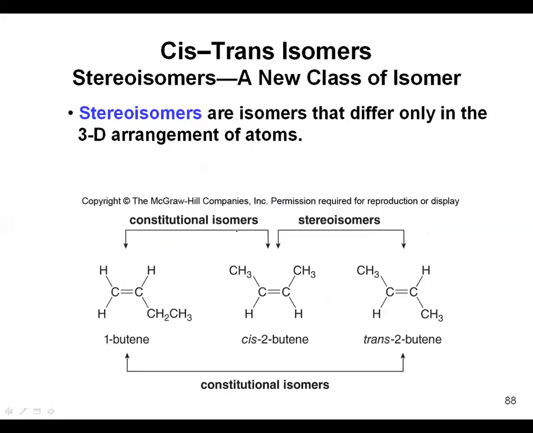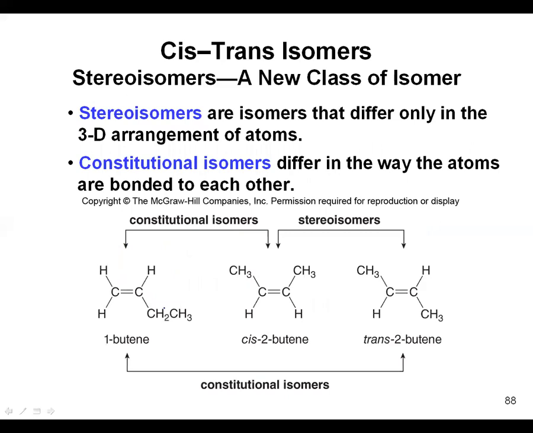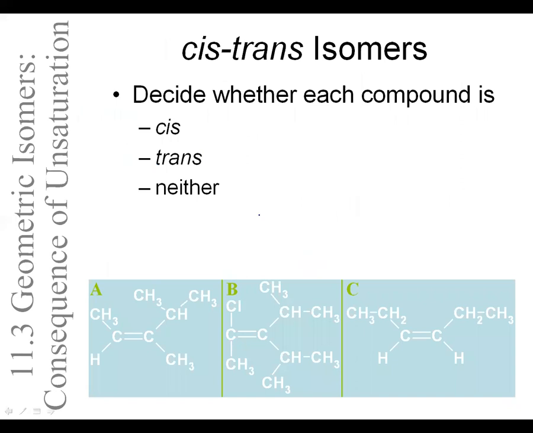Now, stereoisomers are isomers that differ only in the three-dimensional arrangement, while constitutional isomers, like we talked about, again, differ in the way they're bonded to each other. So these are some constitutional isomers here. These are stereoisomers. These two, they're basically different in their 3D arrangement. Here, these are on the same side, and here, opposite sides of the double bond. But again, constitutional isomers with the original compound over here. So let's take a look at these and determine whether or not each of these can be cis or trans isomers.